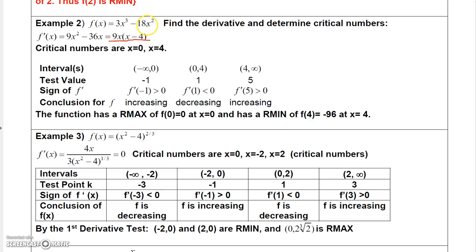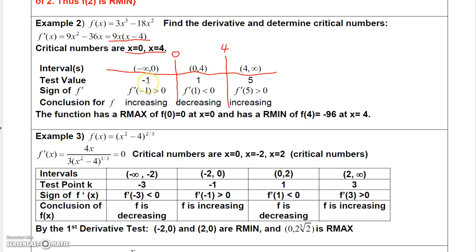So starting with 3x cubed minus 18x squared, we know that the derivative is 9x times (x minus 4). These are the critical numbers. So basically, I'm just breaking the graph up into the intervals like we did before. Okay, so this is 0, this is 0, this is 4. Okay, so let's consider 0.